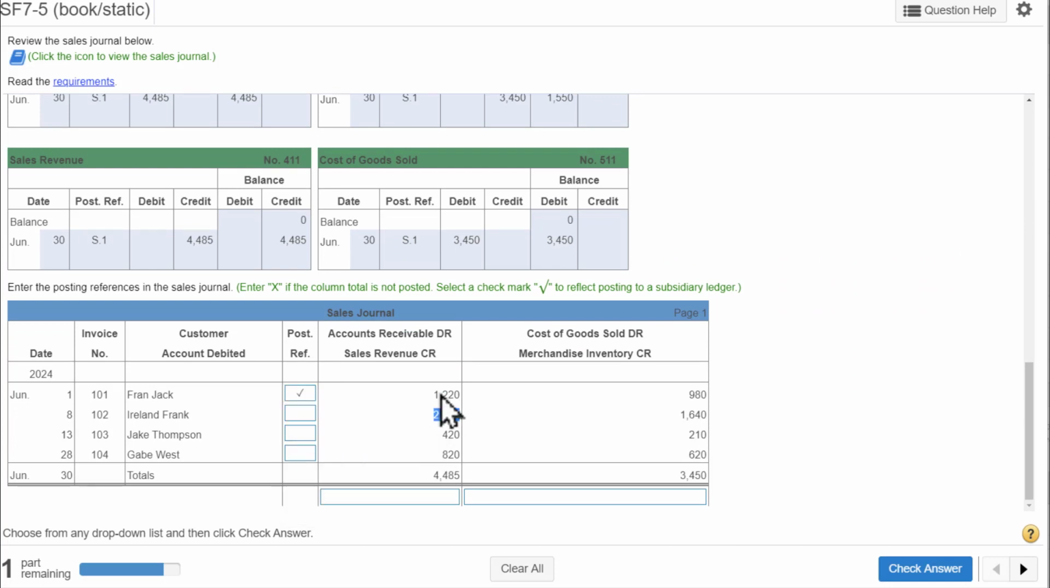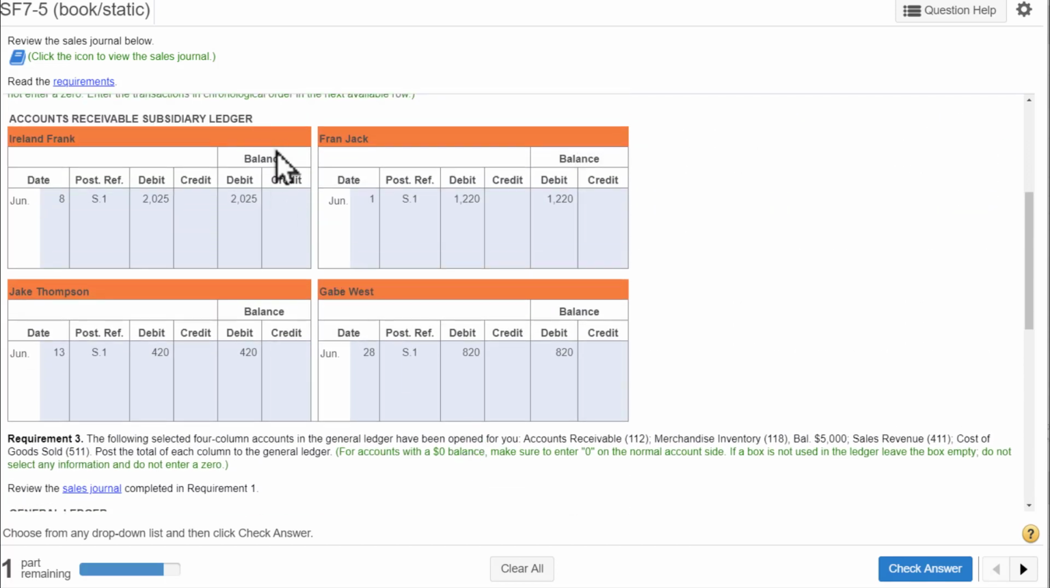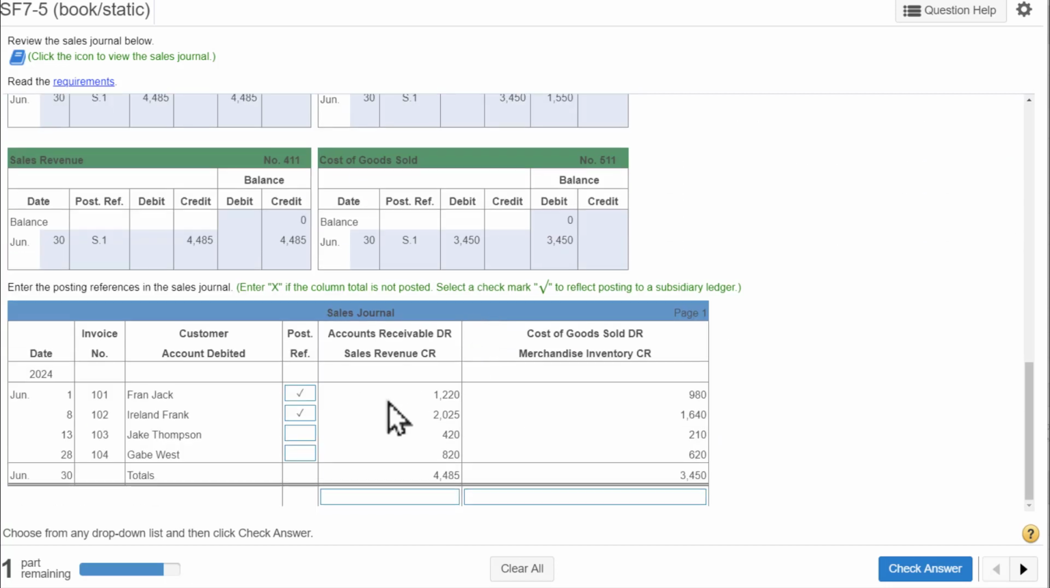So since that was posted to the subledger, we're going to put a check mark. The 2025 was also posted to the AR subledger, so that's a check mark. The 420, notice we've posted that to the AR subledger right here. So that gets a check mark saying that it has been posted to the subledger. And then the same thing with 820.